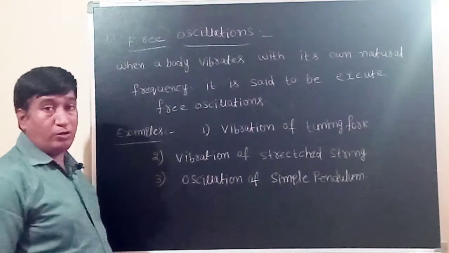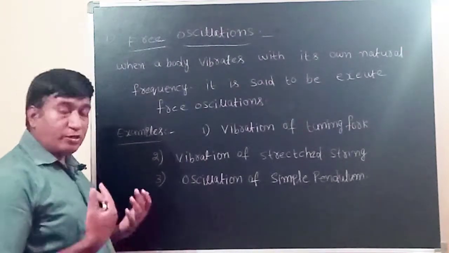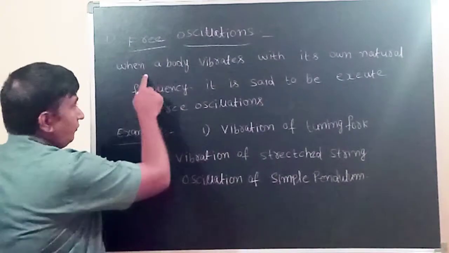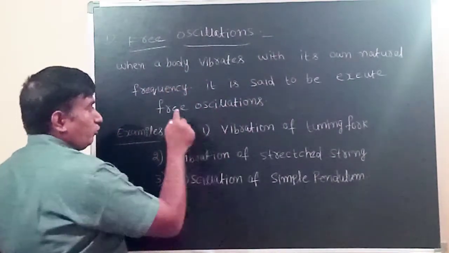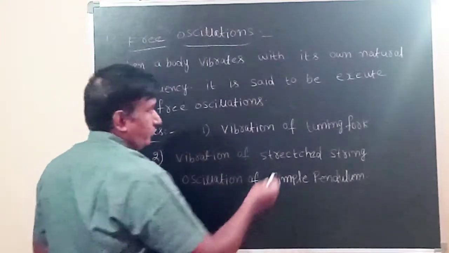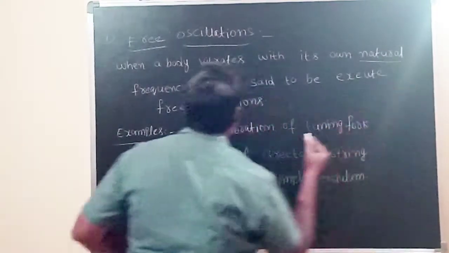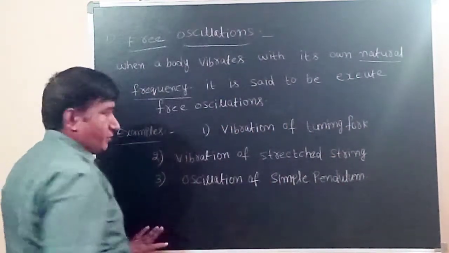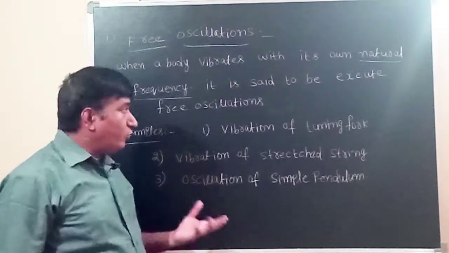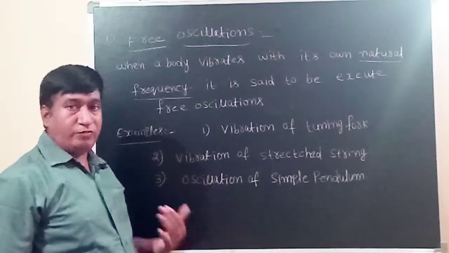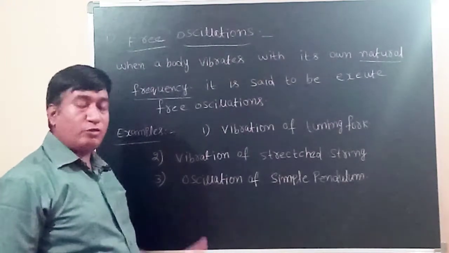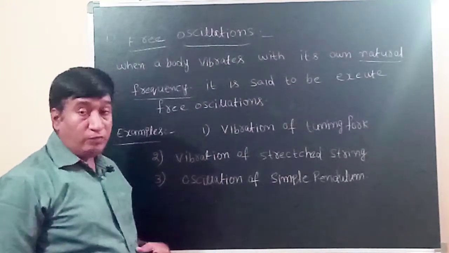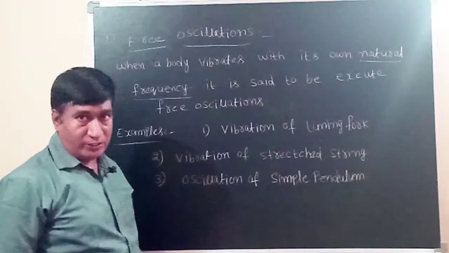When can we call oscillations free oscillations? When a body vibrates with its own natural frequency, it is said to execute free oscillations. Here we are using one natural frequency. We know what a frequency is: frequency is the number of oscillations per second. Any body will have its own frequency.